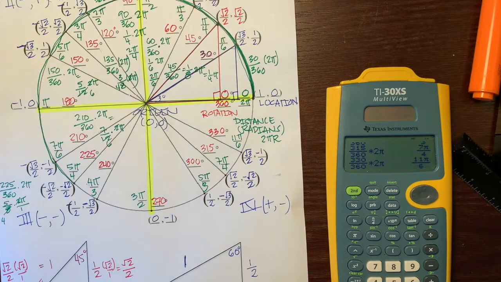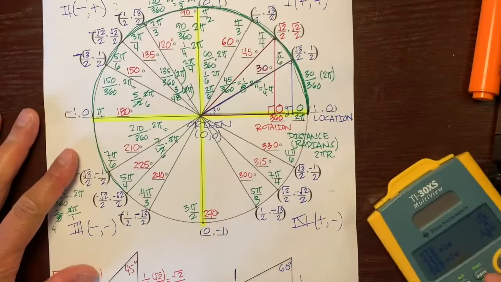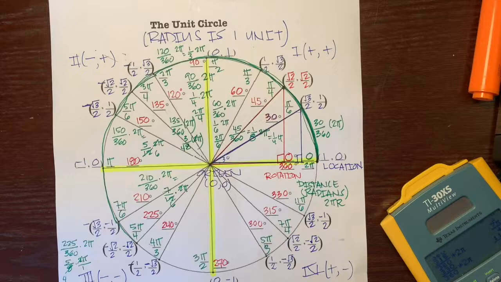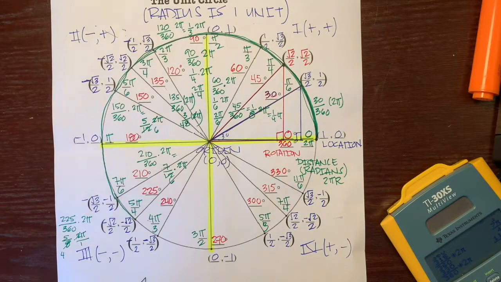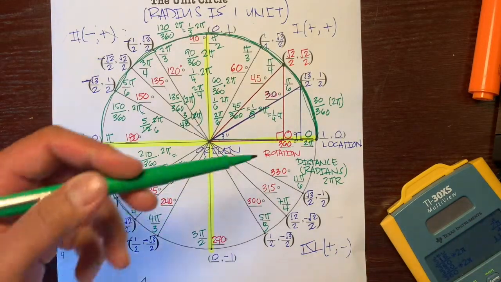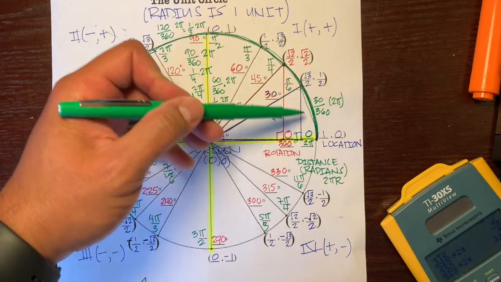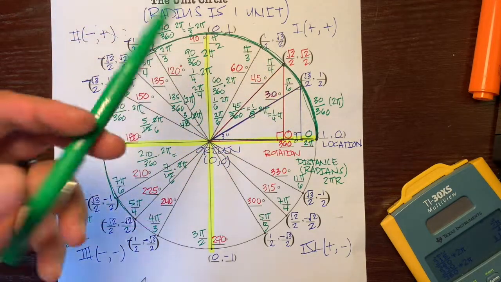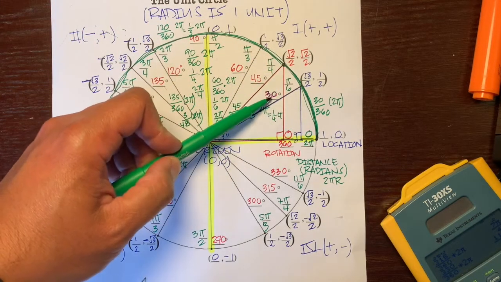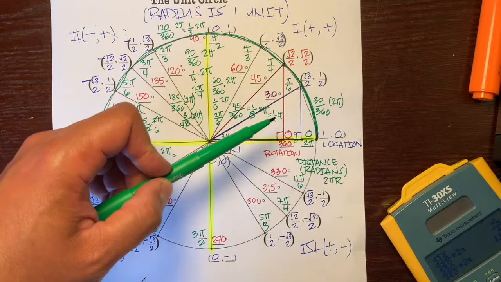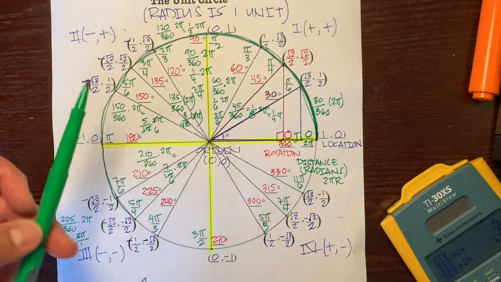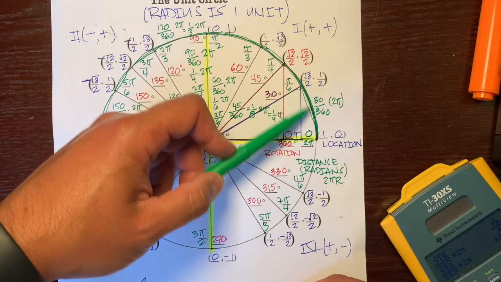And there you have it. There is the entire unit circle. Okay, so all we did to get the distance, the radians, we just took the rotation degree and put it over 360 and multiplied it by 2 pi. We just found that sector length.